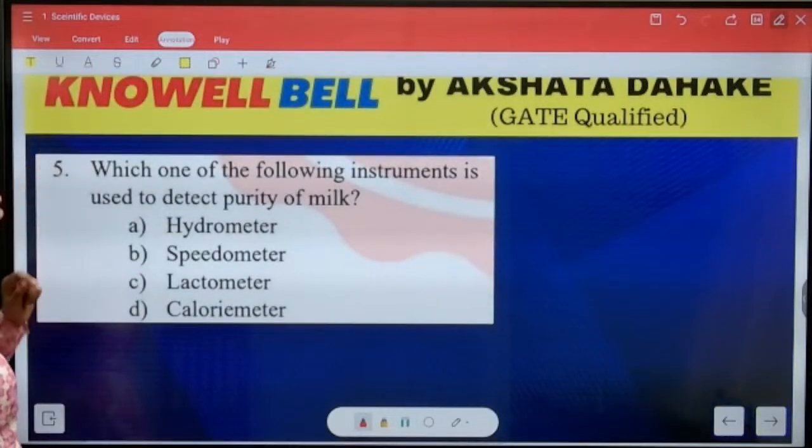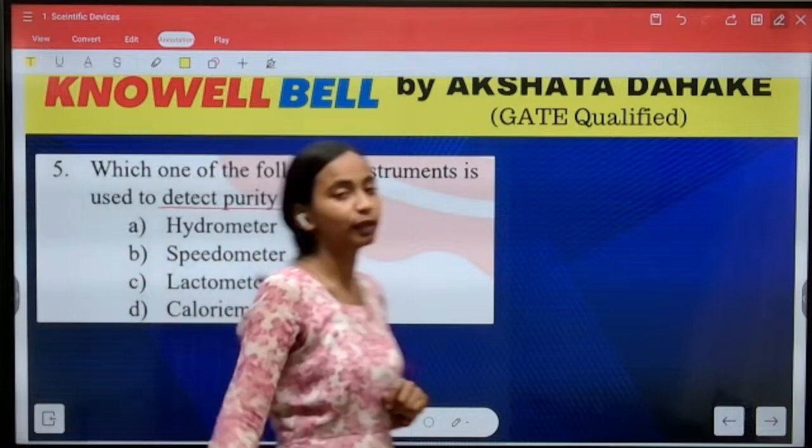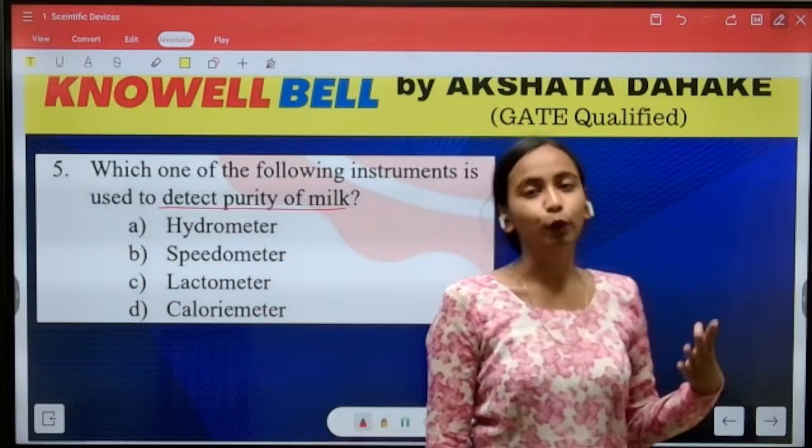Question number 5. Which of the following instruments is used to detect purity of milk? Which instrument do we use in order to detect purity of milk?